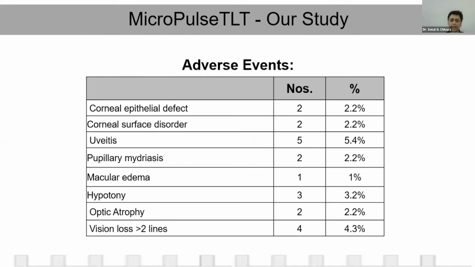Coming to the adverse events in our study, we had corneal epithelial defect in 2 patients, one of whom required a patch graft. 5 patients had uveitis, which was controlled with topical steroids and came under control within 1 month post-procedure. We had 2 patients of pupillary mydriasis with accommodation difficulties noticed between 1 week to 10 days post-procedure. Both of these resolved between the 3rd and 4th month post-procedure spontaneously. We had 1 patient of macular edema, which persisted throughout the study period up to the end, and 3 patients had hypotony, which resolved within 3 months post-procedure. We also had 2 patients of optic atrophy and vision loss of greater than 2 lines in 4 patients.